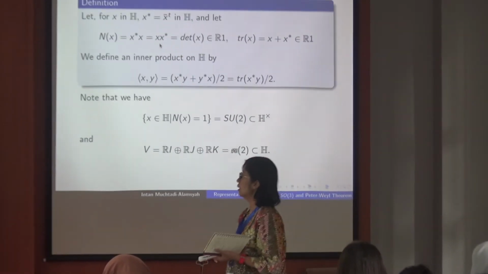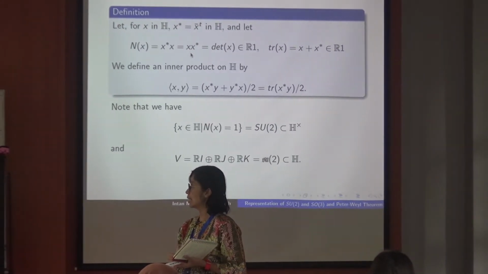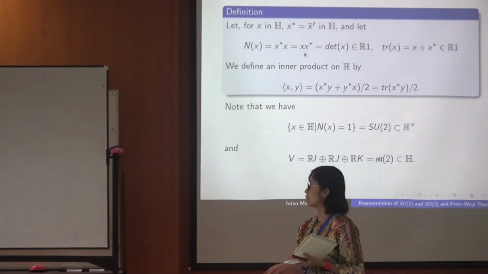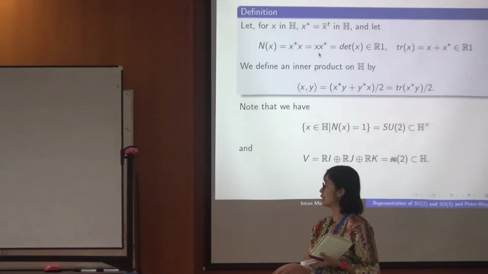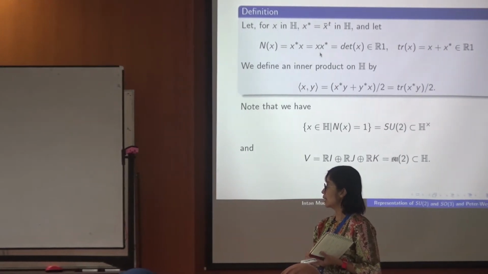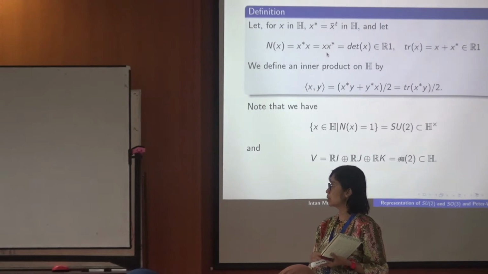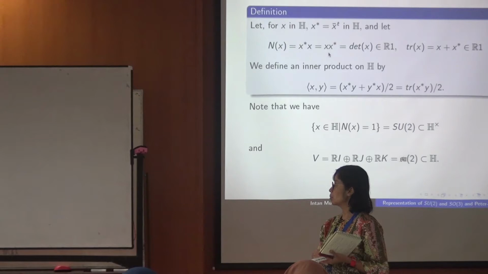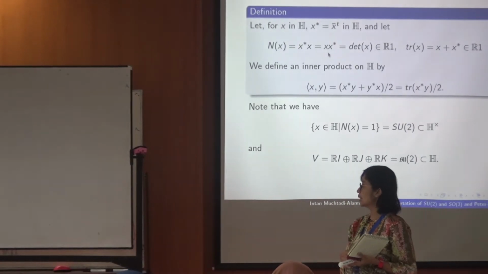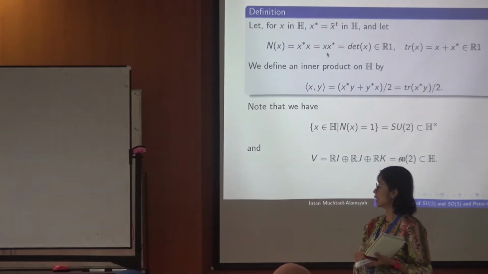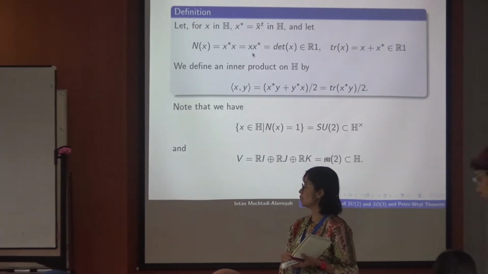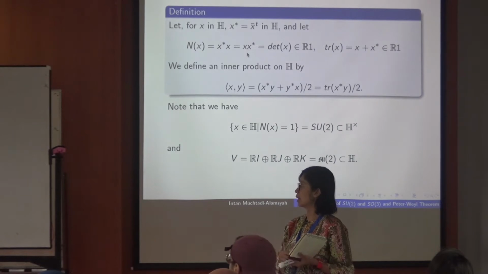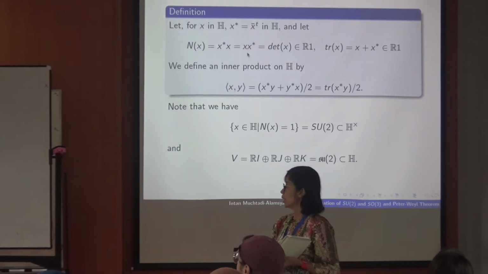We define x star as the conjugate transpose of x in H. We define the function n as x star x, equal to x x star, and it will be the determinant of the matrix x, and it will be in R1. Then the trace as x plus x star. And we also define the inner product as you see there.